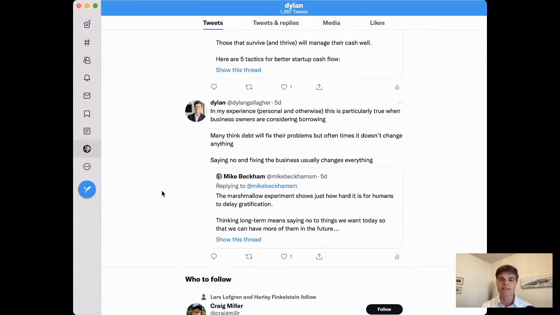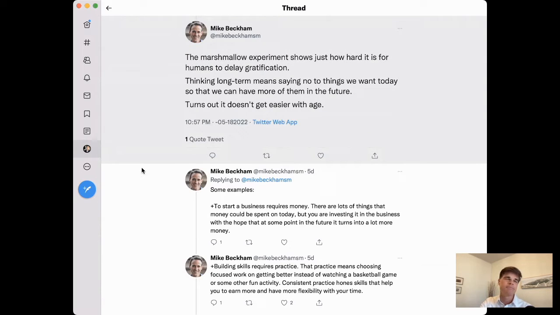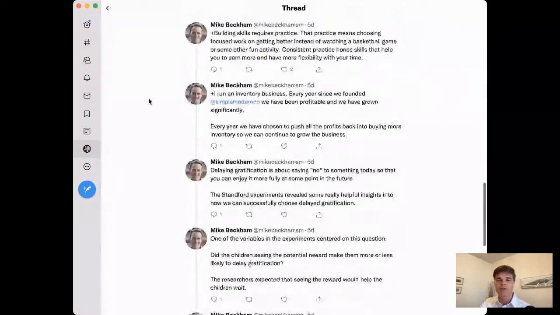There's this marshmallow experiment, if you will, that talks about if you put a marshmallow in front of a kid and tell them that if they don't eat it, they can get more marshmallows. It's this whole delayed gratification thing. A guy named Mike Beckham had just posted that the marshmallow experiment shows just how hard it is for humans to delay gratification. Thinking long term means saying no to things we want today so that we can have more of them in the future. It turns out it doesn't get easier with age.